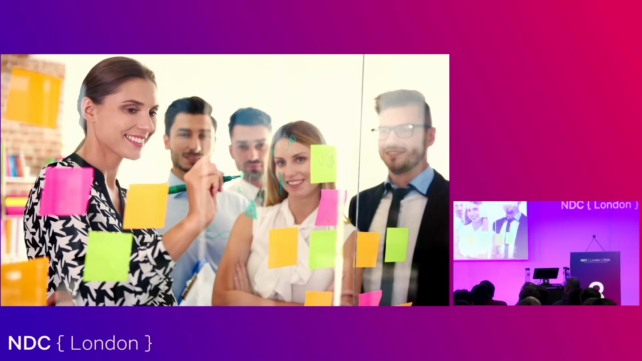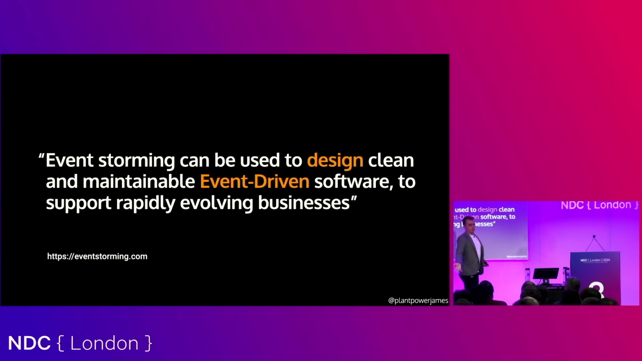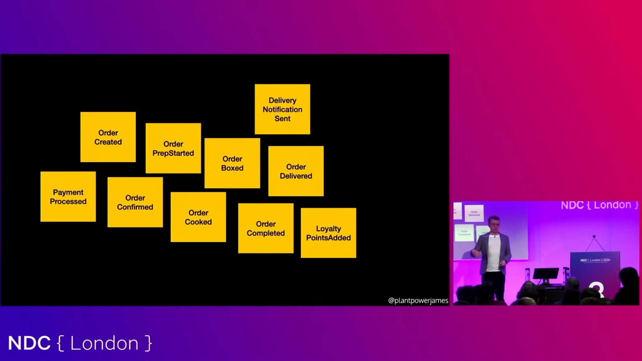Event storming is an idea that was popularised by Alberto Brandolini. And quoting directly from the website, it's a fantastic way to increase collaboration across siloed boundaries. Sounds fantastic, right? And one of the things you can do with event storming, again quoting from the website, is that it can be used to design clean and maintainable event-driven software to support rapidly evolving businesses. And I'm sure many of you are dealing with change in your systems, things that change over time. So this isn't going to be a deep dive into event storming. That's a whole talk in itself. But let's just quickly touch on what event storming is.